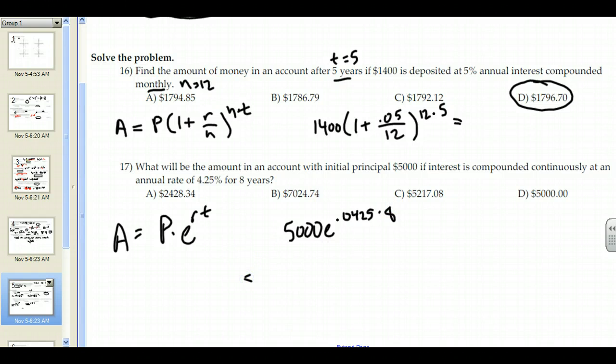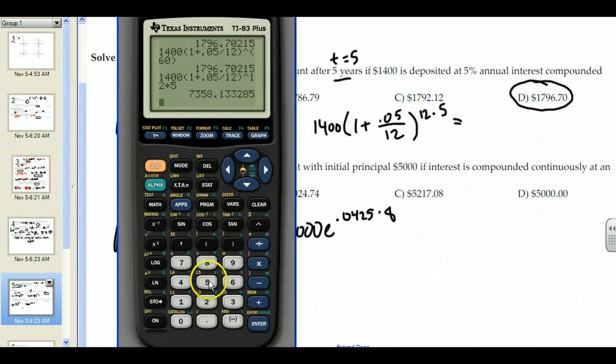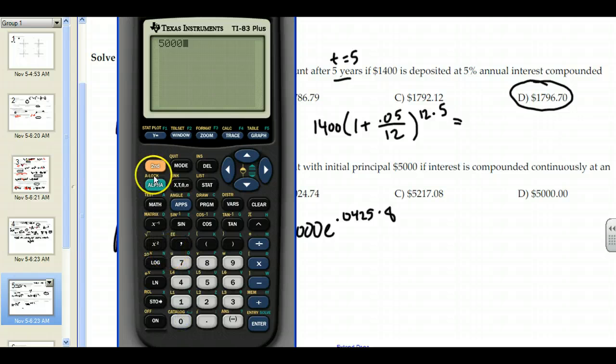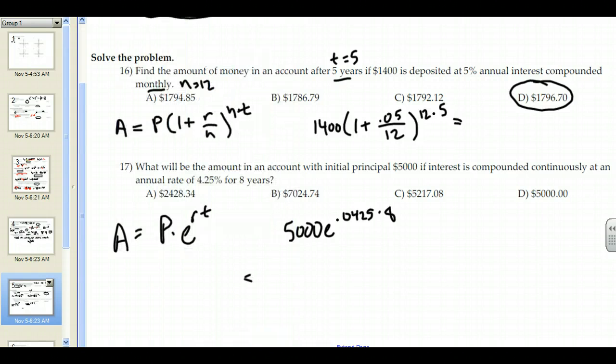Alright, so again, go to your calculator, plug it in exactly how you see it. 5,000 e to the power is second ln 0.0425 times 8. Alright, close that parentheses after you put everything in there. So we get 7,024.74, which is B.